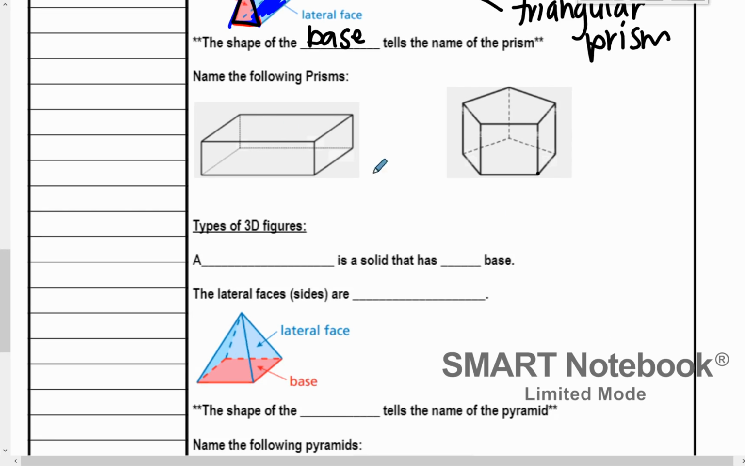Here we have sides that are all rectangles. Okay, so that means that this could be our base, the front and back, the sides could be our base, the top and bottom could be our base. It doesn't really matter since they're all rectangles. This is a rectangular prism.